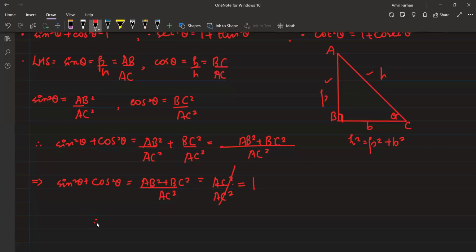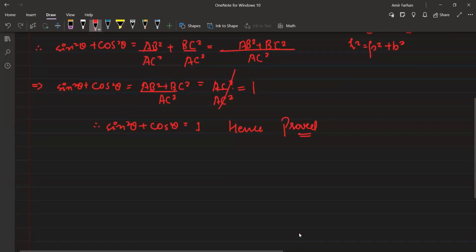So we have proved that sin square theta plus cos square theta is equal to 1. Hence proved. Yes or no, Adil? Yes. Is there anything which is not clear, Adil? It's clear. Yes.